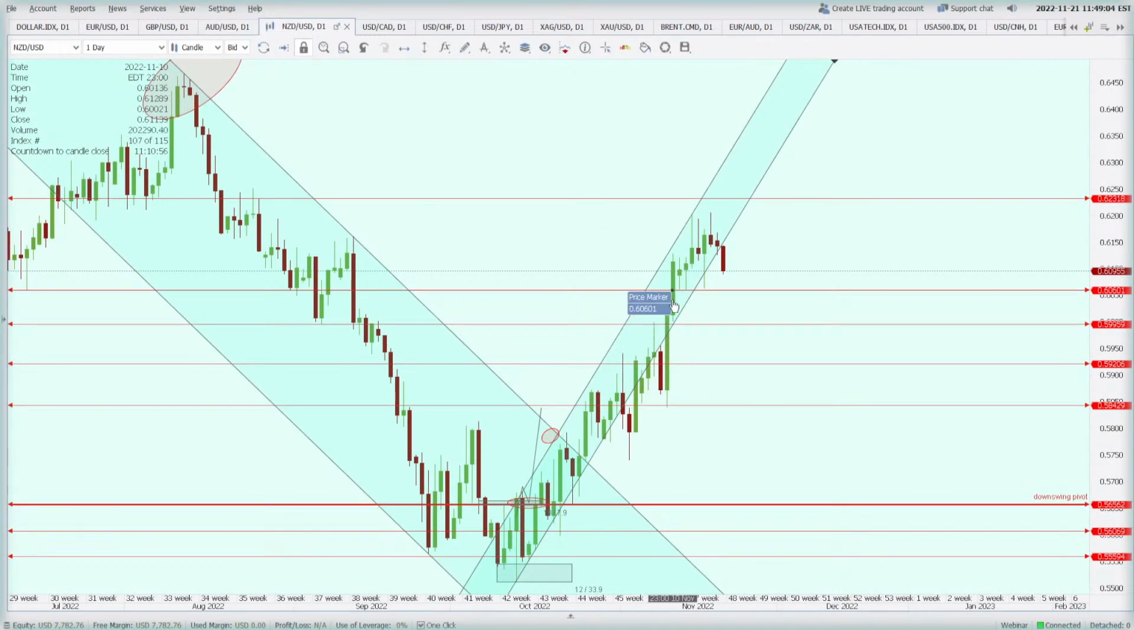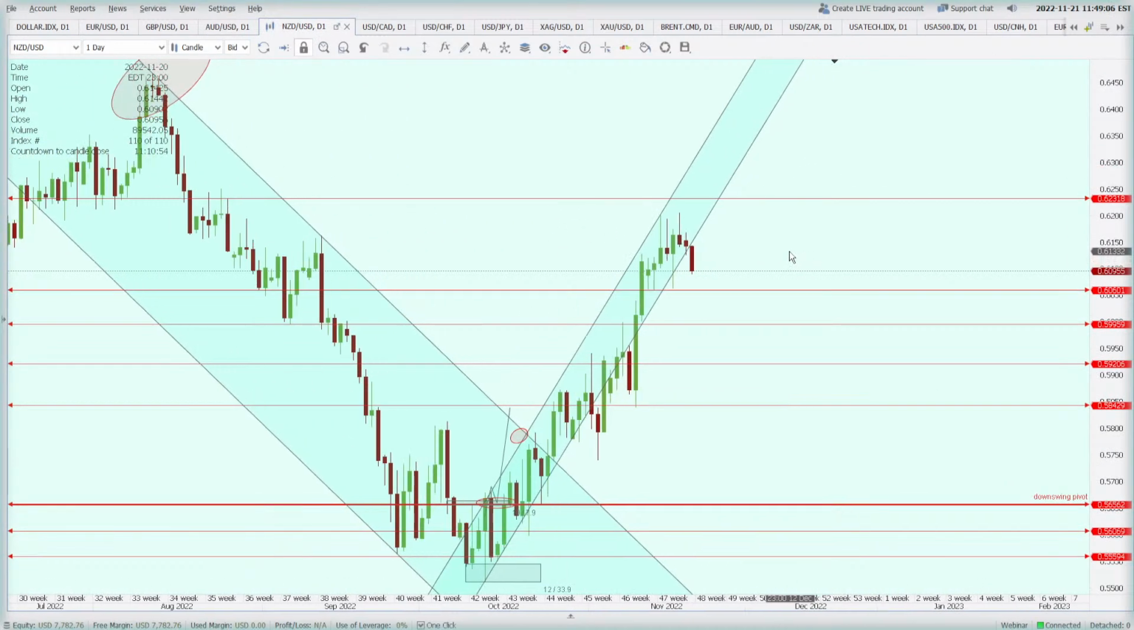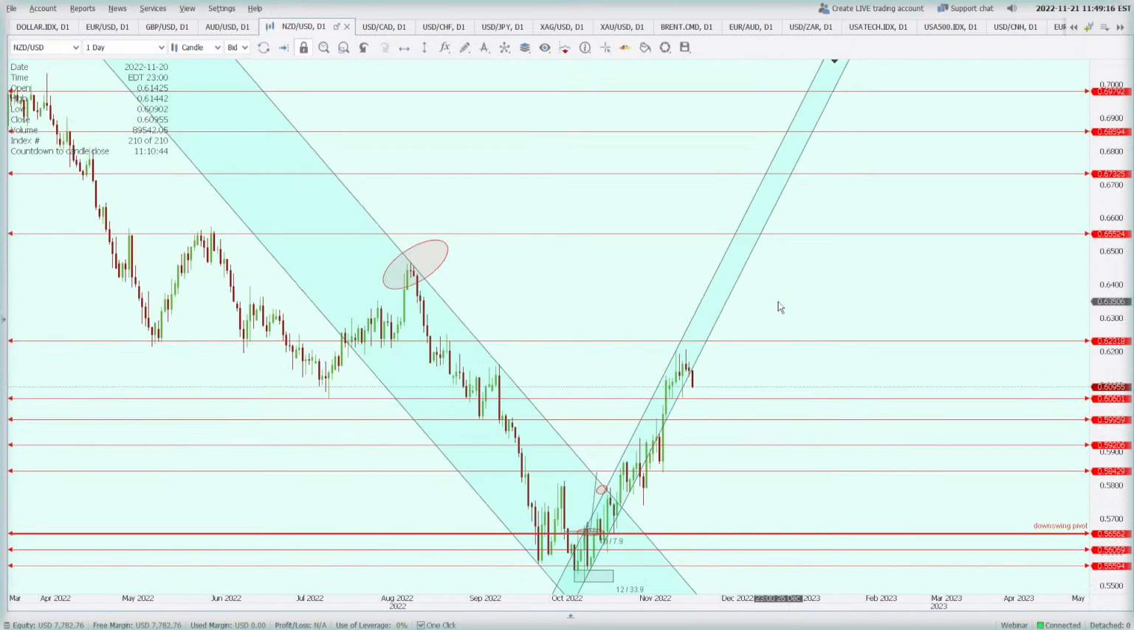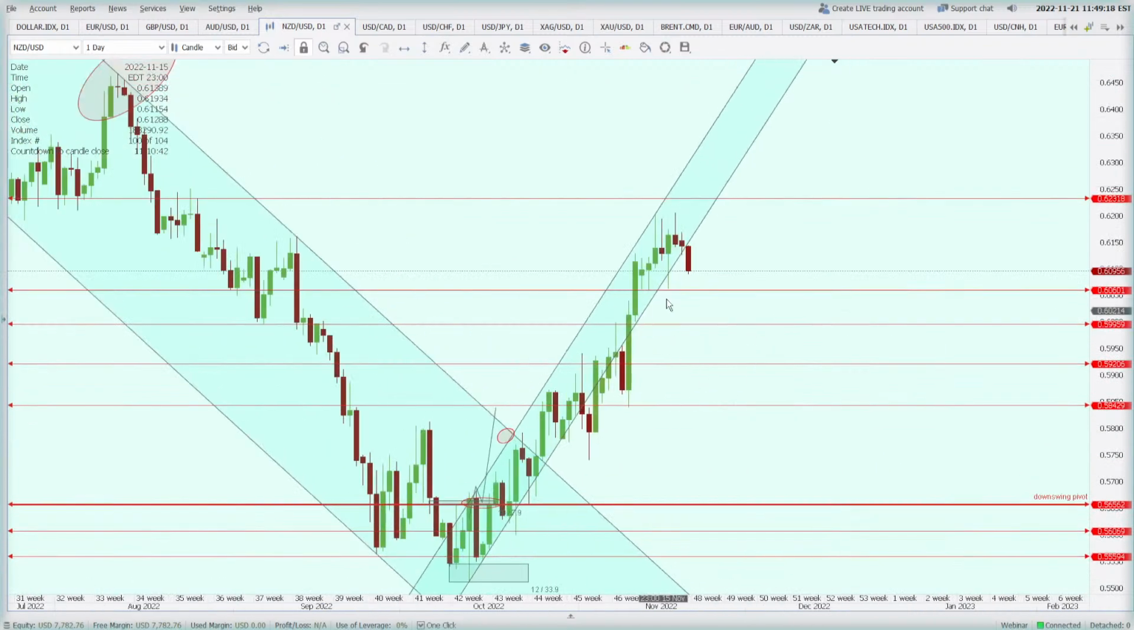Same way New Zealand dollar. All these four pairs are doing the same thing. But for New Zealand dollar, the support is around 0.6060 area, and the resistance is at around 0.6231. Okay, but all have broken their downswing pivots and now they are trying to rise.